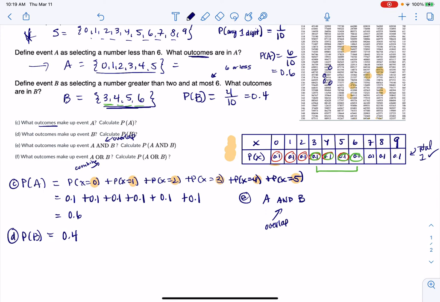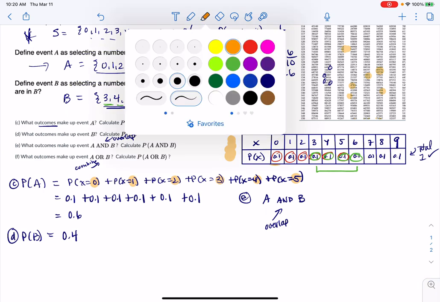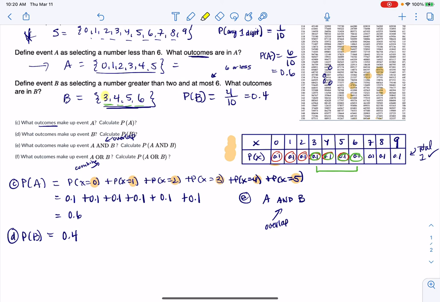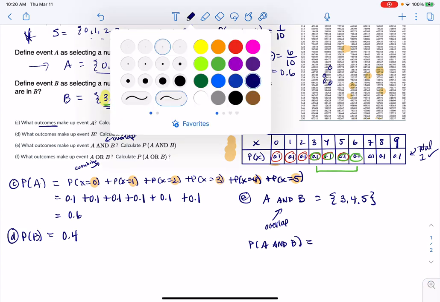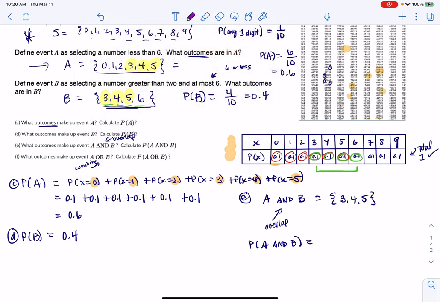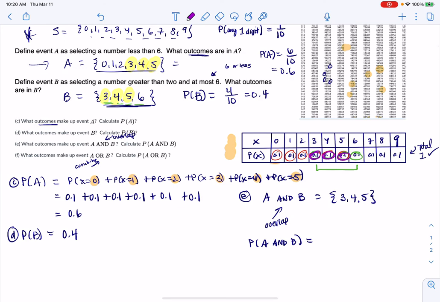So if I look at my events in A and my events in B, what outcomes do they have in common? Let me switch highlighter colors. It looks like they have a 3 in common. They have a 4 and a 5. So in terms of what outcomes are in A and B, it's 3, 4, 5. And then if I want the probability of A and B, let me again switch colors. It looks like I've done red and green, so we'll go with purple. We have 3, 4, 5 in there, so I want to do 0.1 here, 0.1 here, and 0.1 here. That would just give me 0.3.